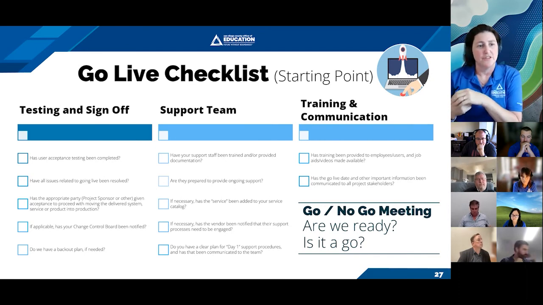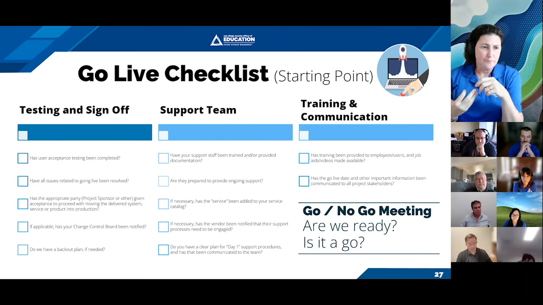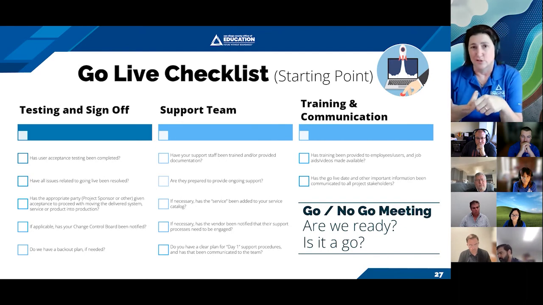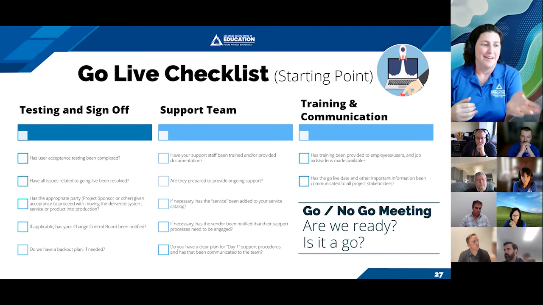So, testing and sign off: has user acceptance testing been done, if that's needed? Have all related issues been resolved before we're going live? Have we been given acceptance to proceed? Do we have a change control board? Do they need to be notified, or does it need to be cleared through them? And then, as you saw lots of people say, do we have a backup plan if needed? If all things blow up, can we get out of this?